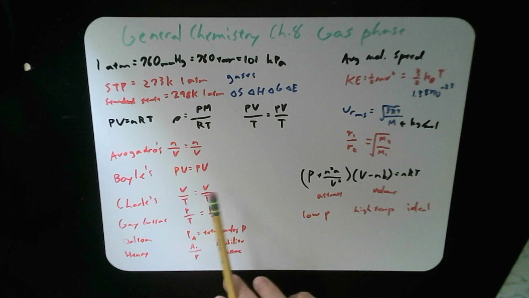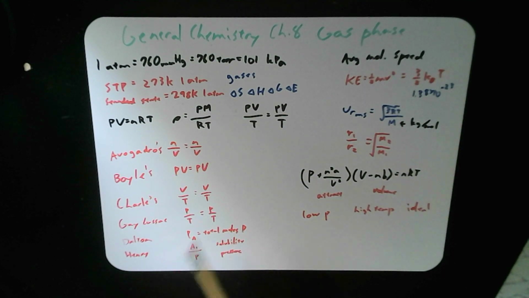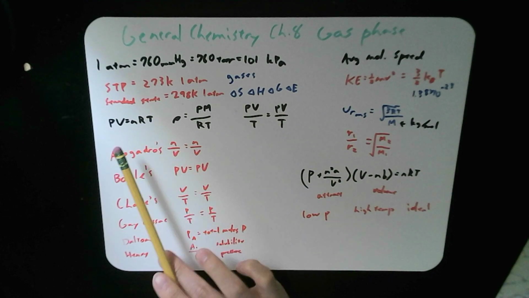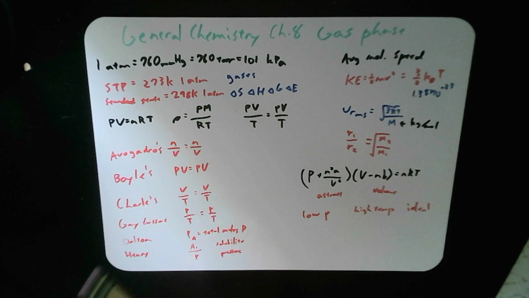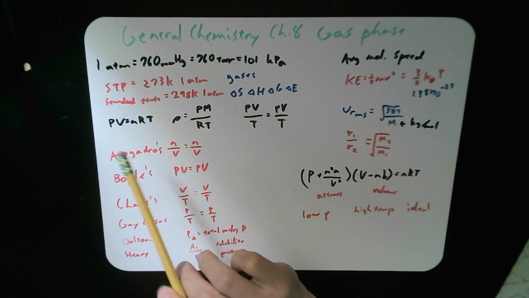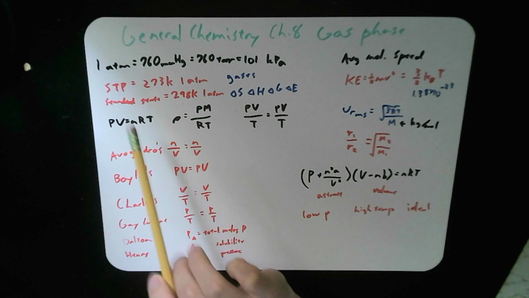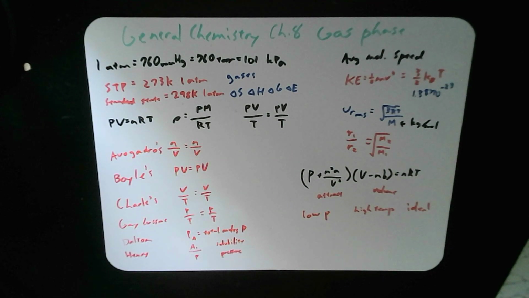Charles' law, V over T equals V over T. If you increase the volume, then the temperature is going to increase at a set ratio also, right? PV equals nRT, so increasing the volume should increase temperature by the same factor. Gay-Lussac is P over T equals P over T. So just like Charles, if pressure goes up by a certain factor, Gay-Lussac says temperature should also go up by a certain factor.